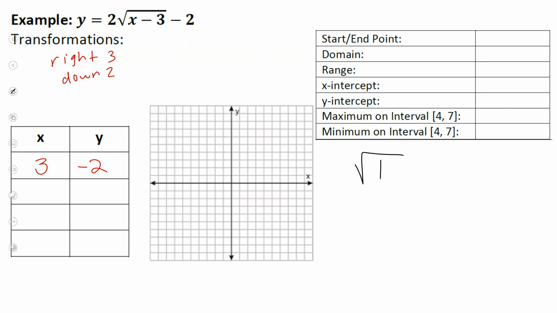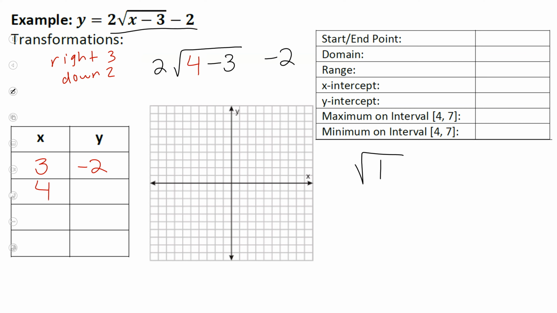Okay, so let me write down this problem again. We have 2 square root x minus 3 minus 2. What do I put right here so that this number minus 3 will give me 1? What do I put right there? A 4. So guys, look, if I put a 4 right here, let's see what we have. Everyone in the table, you should have a 4 now. We're going to plug in a 4.